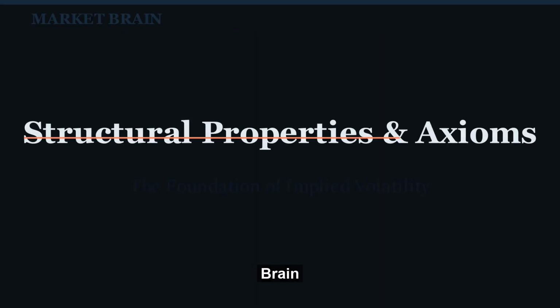Welcome back to Market Brain. In our previous segment, we formalized the core definitions of implied volatility. Now, let's peel back another layer and explore the fundamental structural properties and mathematical axioms that make VIX-style calculations so powerful and robust. This isn't just about crunching numbers, it's about understanding the deep theoretical bedrock upon which these market-driven measures are built. Prepare to delve into the why behind the how.